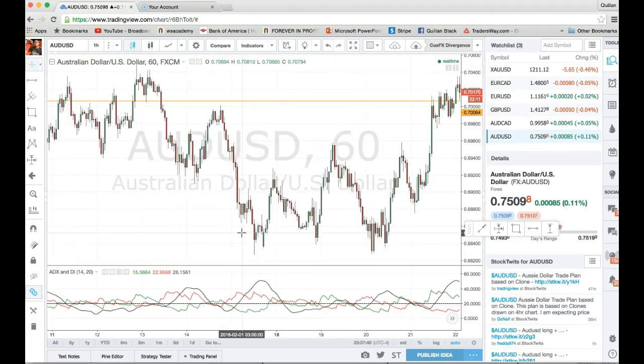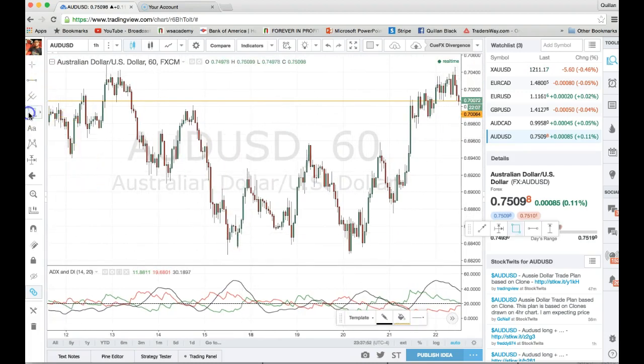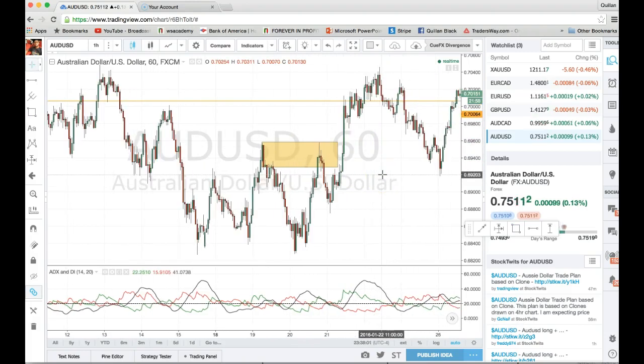Let me mark up a few more areas for y'all. So right here isn't much, but at the same time it is a zone. Previous wick, breakout candle's close, drag across. And don't ever make a supply or demand zone. I repeat, don't ever make a supply and demand zone that cuts price.